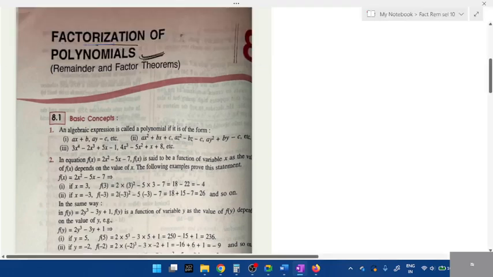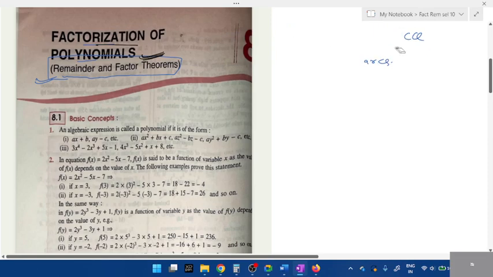The chapter's name is Factorization of Polynomials, but it is known as Remainder and Factor Theorem, students. Remember this name in the board exam. They'll ask questions like this: Remainder and Factor Theorem. From this chapter, you'll get one 3 marks question and one MCQ, so in total 4 marks. The weightage of this chapter is 4 marks for your board exam.